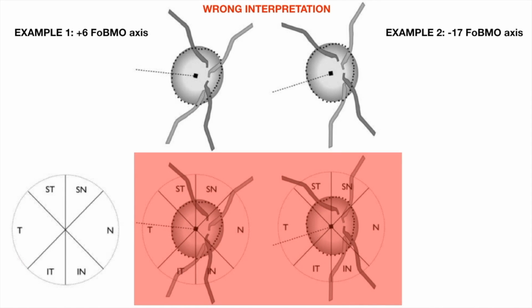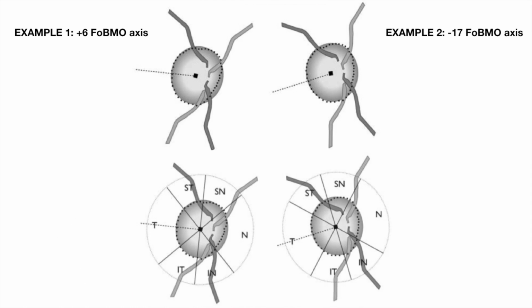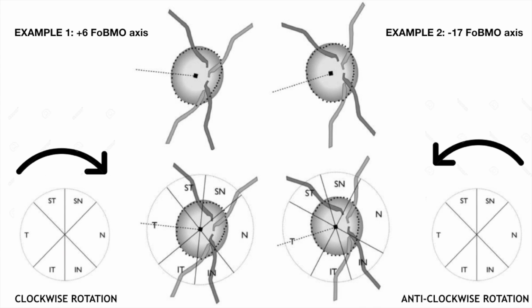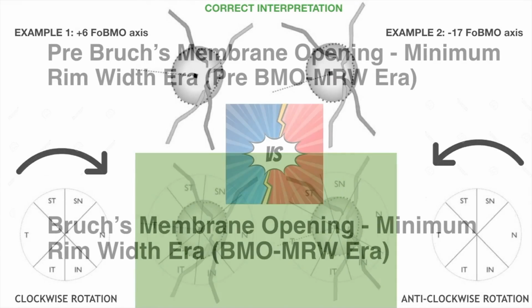If the fovea BMO axis is not plotted and the ONH quadrants are divided, then it is a wrongly interpreted result. Whereas, if there is a positive fovea BMO axis, the ONH template is categorized after a clockwise rotation. For a negative fovea BMO axis, the ONH template is categorized after anti-clockwise rotation for correct interpretation.